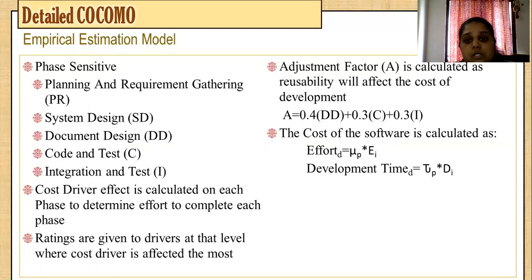A is equal to 0.44 DD plus 0.3 C plus 0.3 I. Now DD stands for document design, C stands for coding and testing, and I stands for integration and testing.